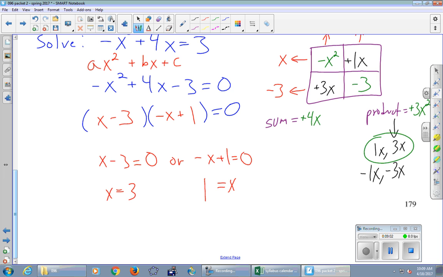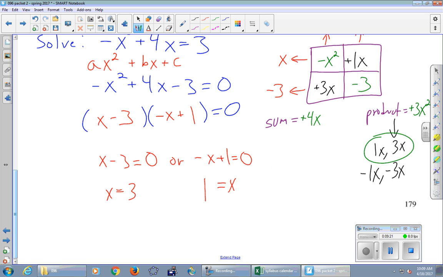Another reason I don't like that shortcut: if in the parentheses it had been 2x plus 7, and you make that equal 0, is the answer negative 7? No, right? You have to solve that equation. Subtract 7, then divide by 2. Forget the shortcut. It's not worth remembering.